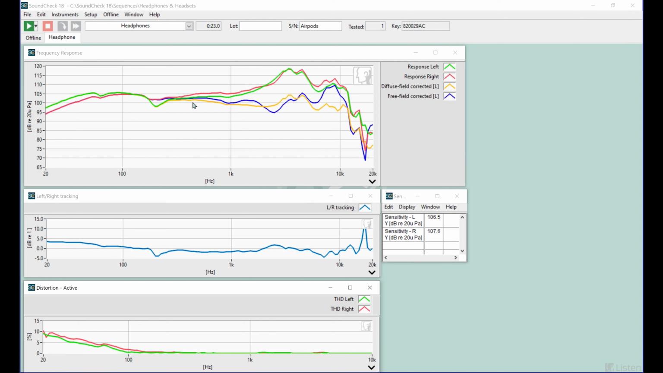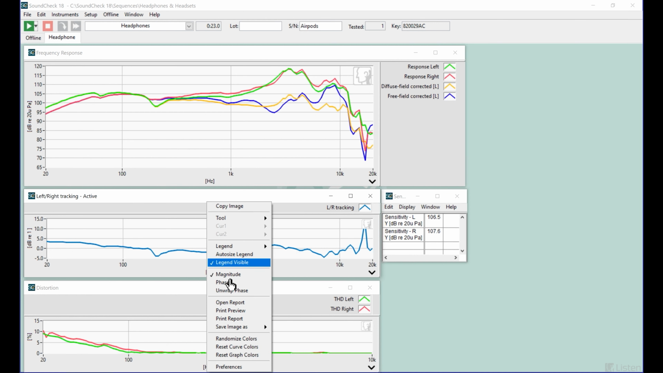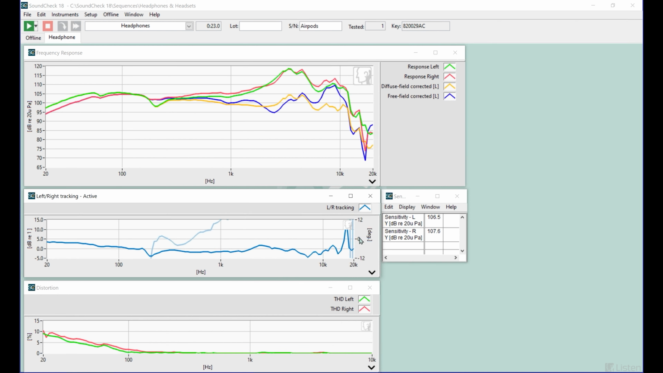And you can see, very similar to what I showed you before, left and right earphone response, and the equivalent sensitivity over 100 to, I believe I went up to 10 kilohertz. So an average of 106.5 on the left earphone and 107.6. And you can see that slight difference in the left-right tracking. And if you want to see the phase, you can just turn phase on and auto scale. So now you have what I showed before.